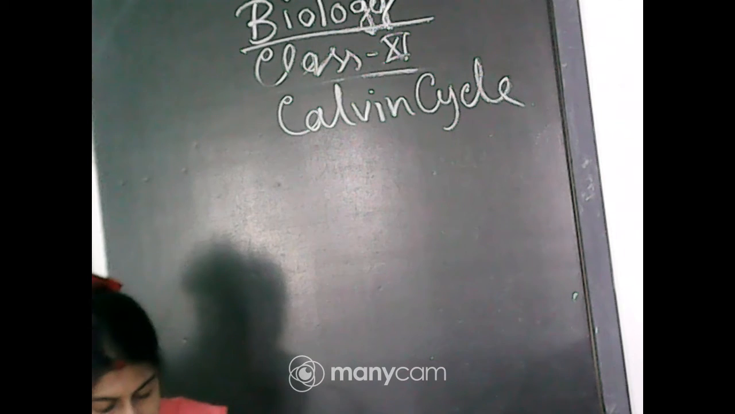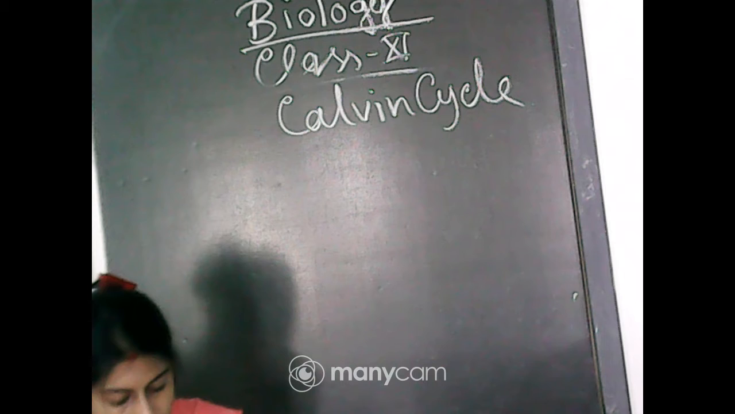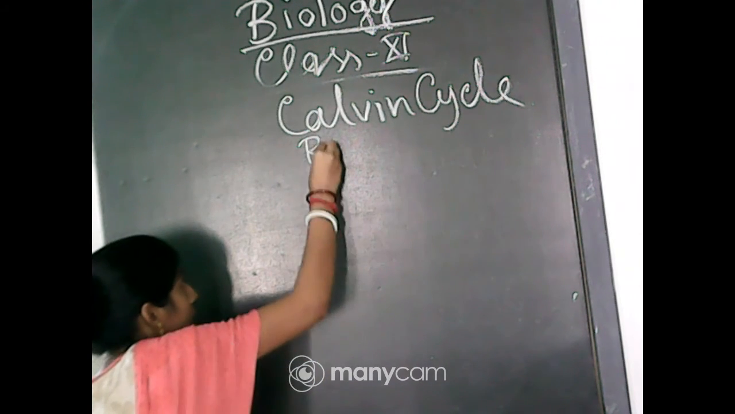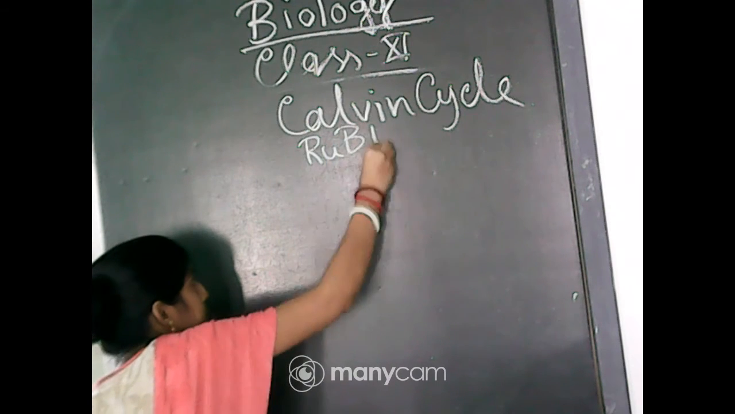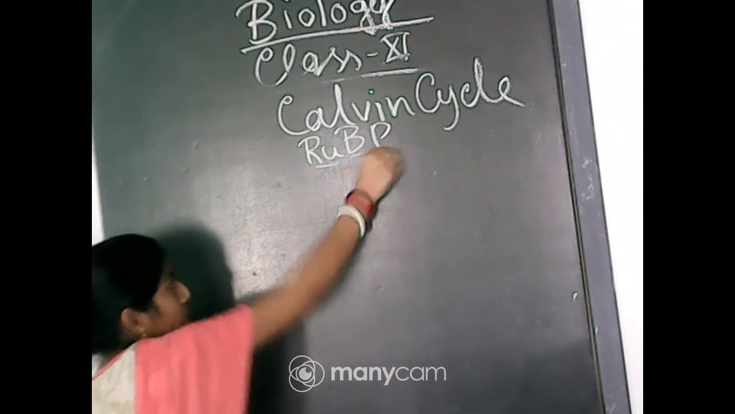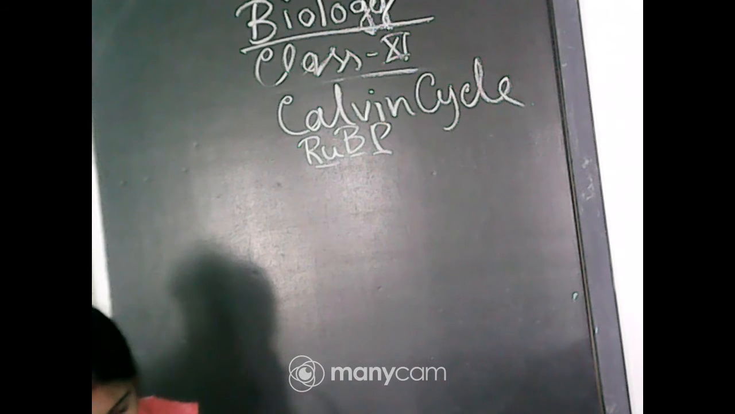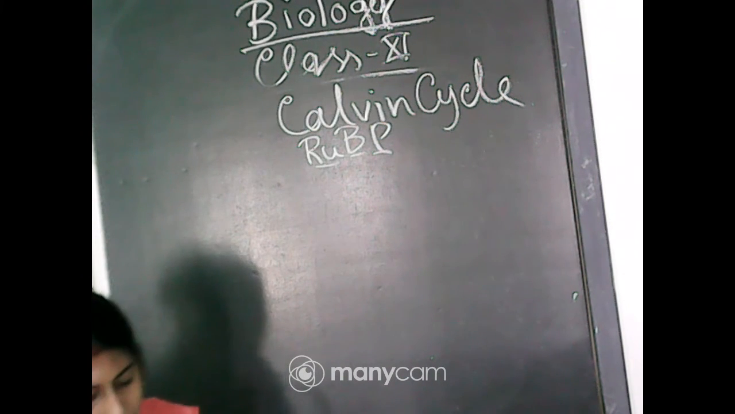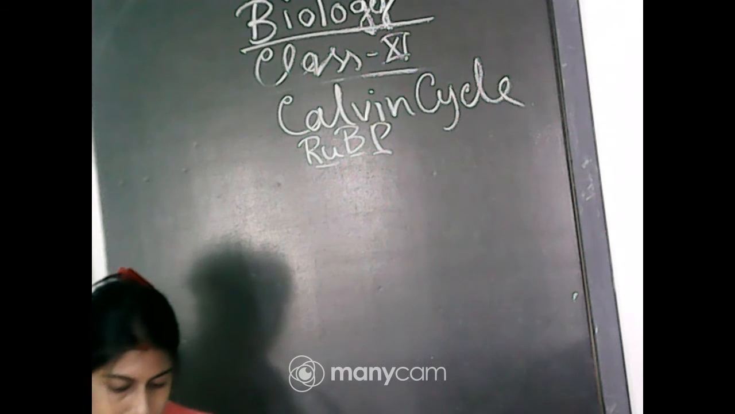With the help of different studies, it was found that a 5-carbon ketose sugar compound called ribulose bisphosphate, or RuBP, is the acceptor molecule.